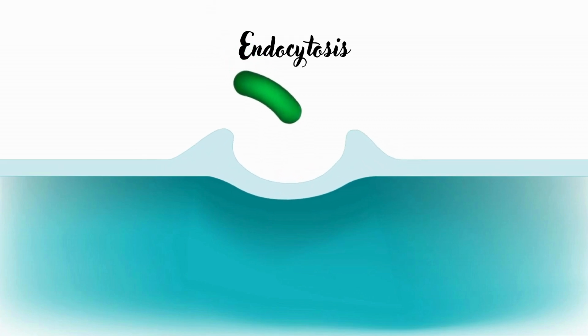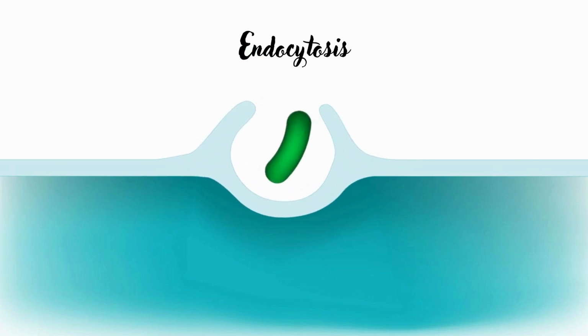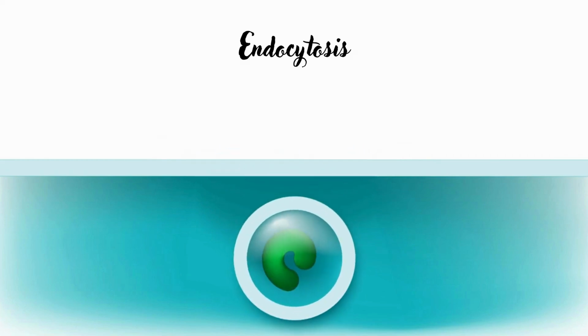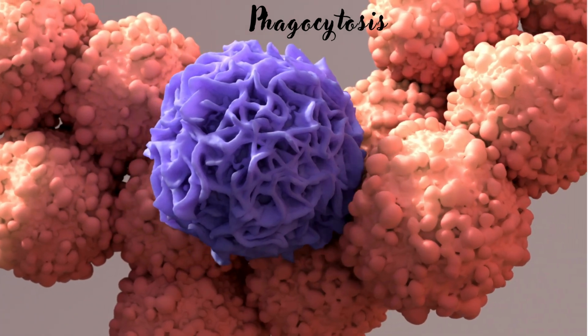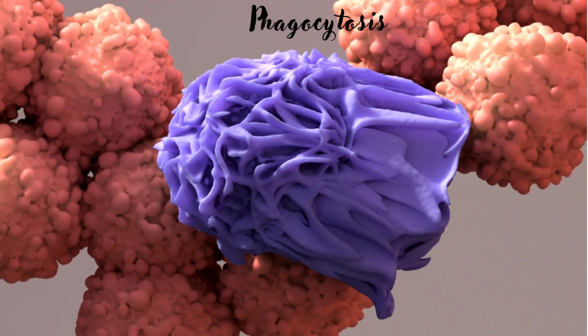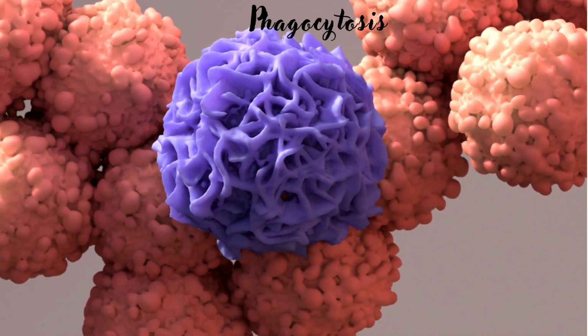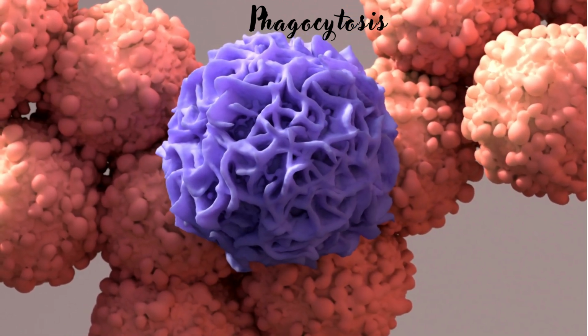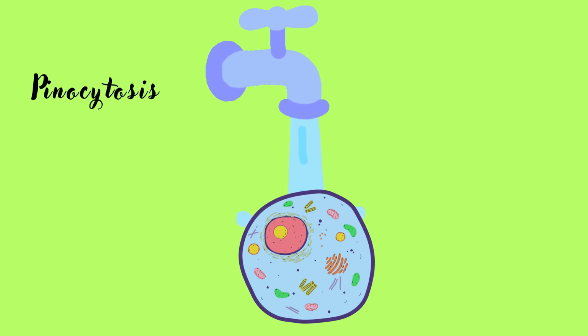Sometimes cells need to take in large molecules or particles. This process is called endocytosis. The cell membrane folds inward, forming a vesicle to bring substances inside. There are two main types: phagocytosis, where the cell eats large particles like bacteria, and pinocytosis, where the cell drinks fluid and small molecules.